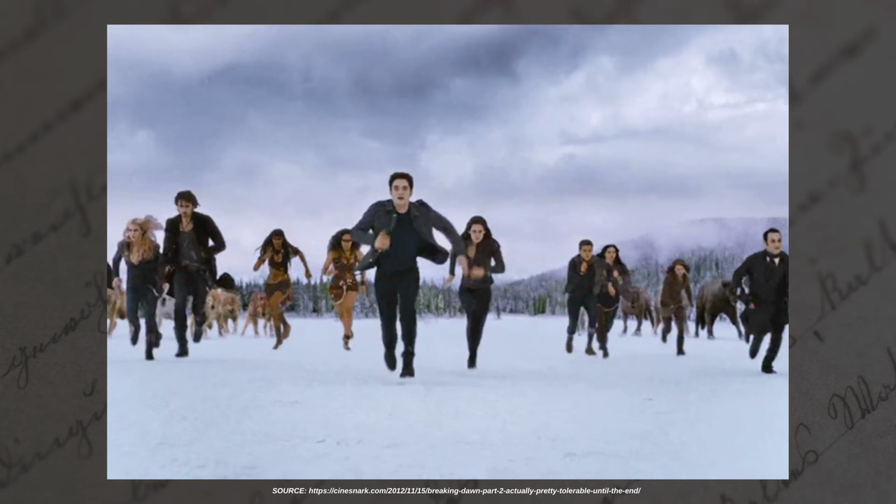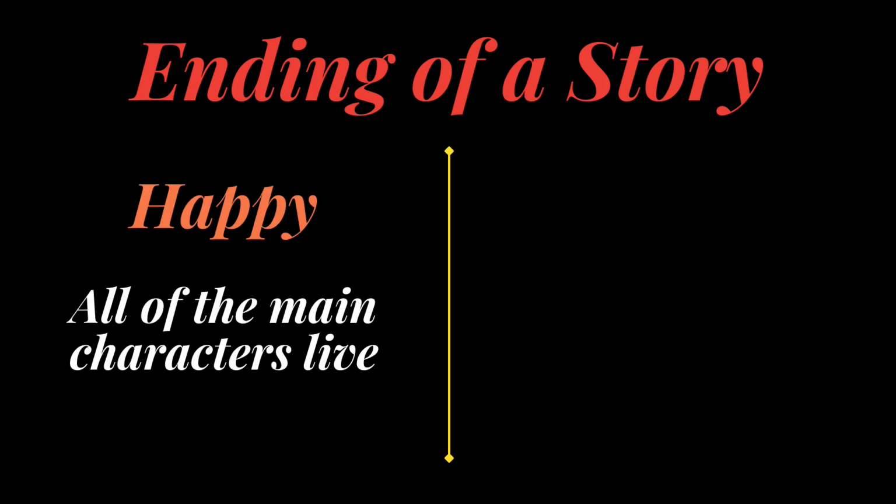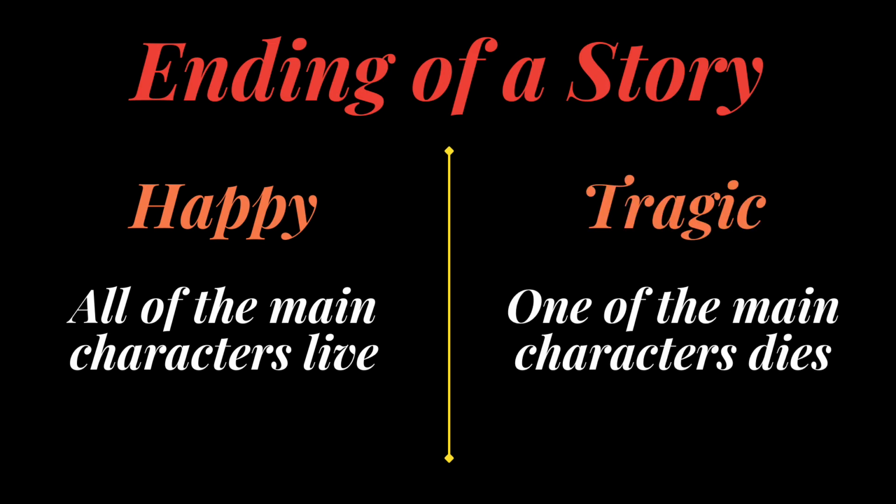Surprisingly, it turned out to be just a vision of one of the characters named Alice. As the conflict or problem is resolved, the story reaches its ending. In literature, there are two classifications of how a plot ends. The first one is happy. It happens when all of the main characters live. But when a character playing a lead role dies, it is considered tragic.